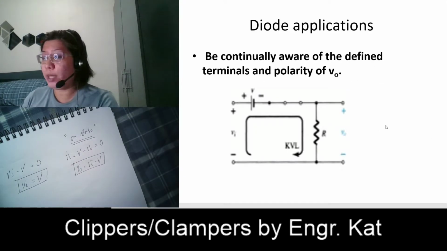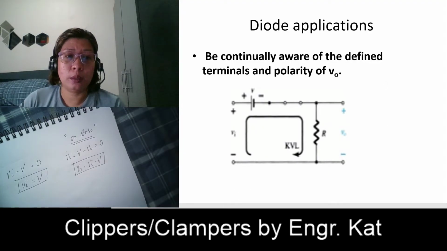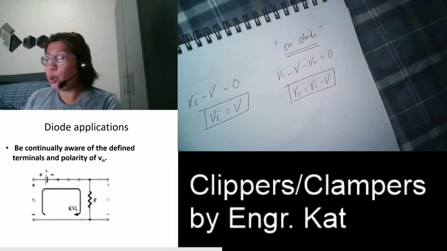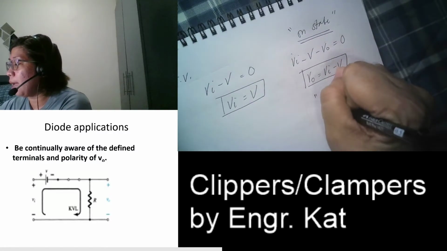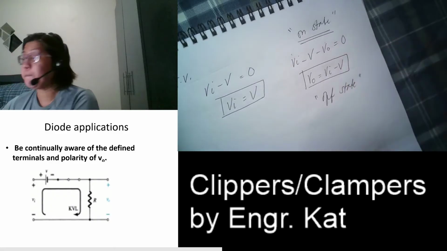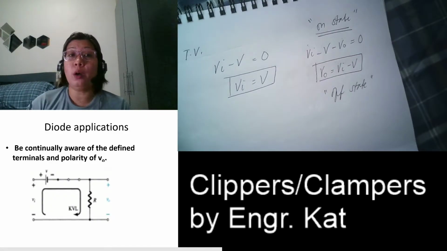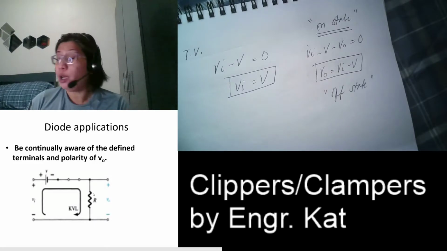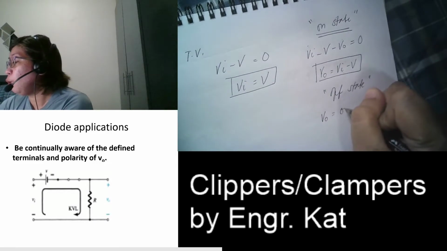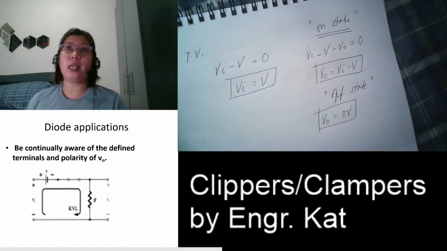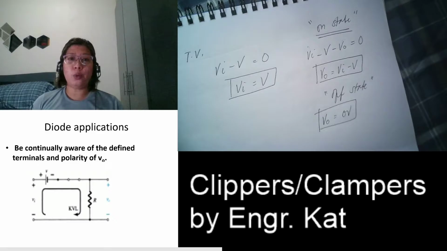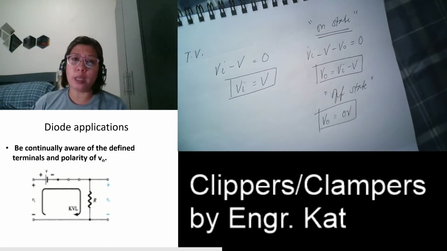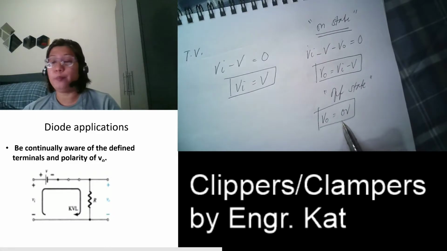Now, what happens when your diode is in the off state? When your diode is in the off state, this is open, right? And if this is open, no current will flow across your R. So therefore, since VO is in parallel with your R, your V out is equal to 0. So always remember, class, in a series clipper configuration, once your diode is in the reverse bias mode or in the off state, automatically our output is equal to 0.